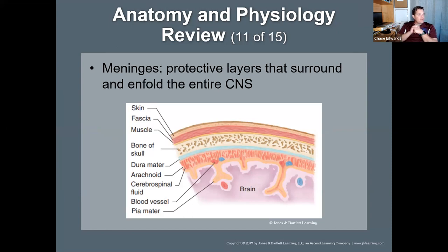What we have here is the meninges. The meninges are protective layers that surround and enfold the entire CNS. The outermost layer is a strong fibrous wrapping called the dura mater. The dura mater covers the entire brain, folding in to form the tentorium.